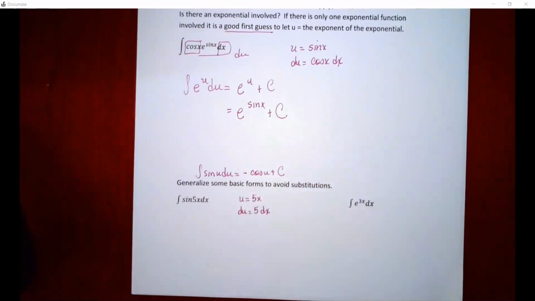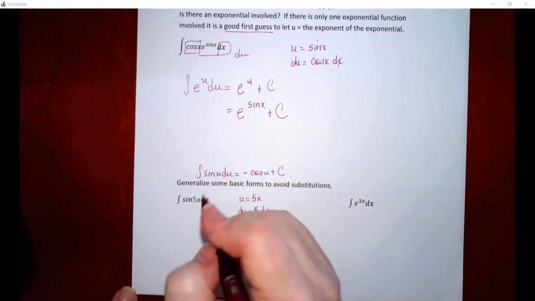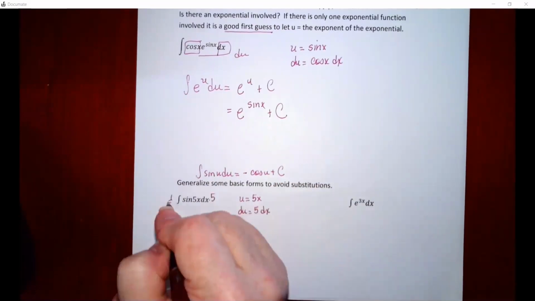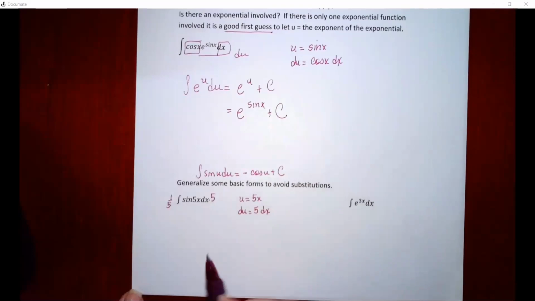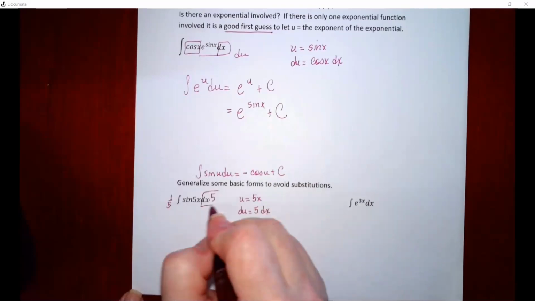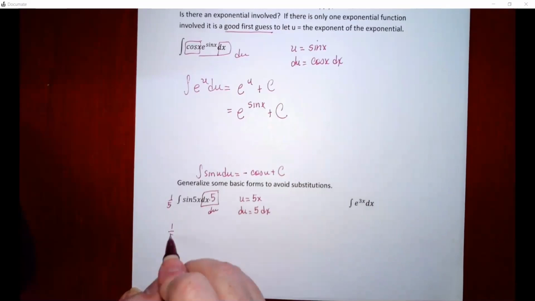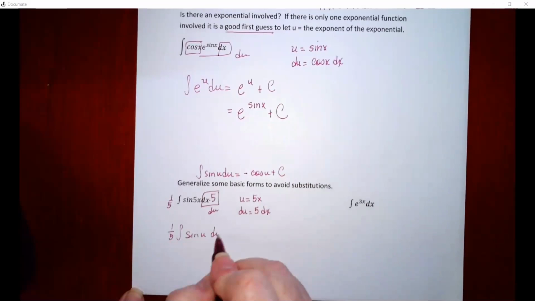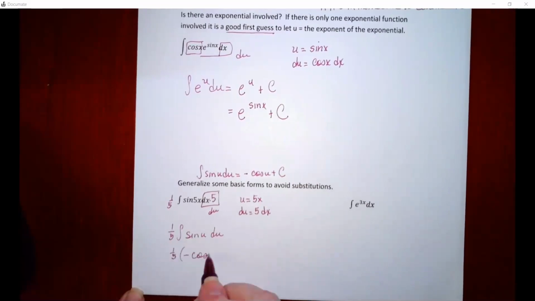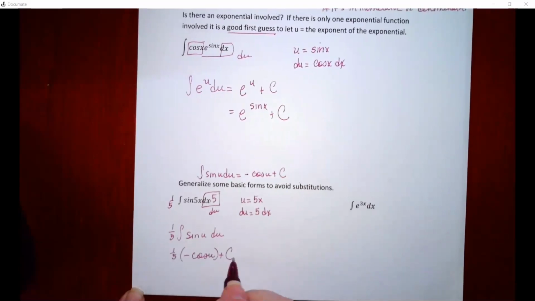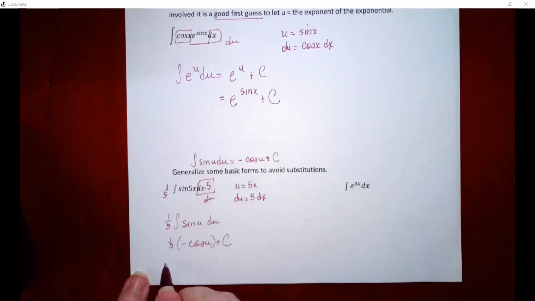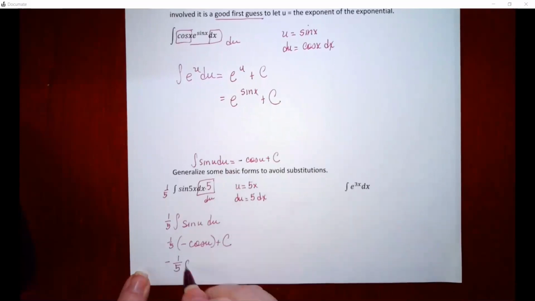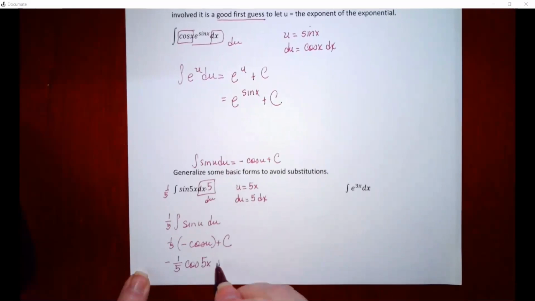Now, I would probably multiply by 5 and reverse with a 1/5 out front. So in essence, I've multiplied by 1, and this part would be my du. So I would have 1/5 the integral of sine u du, or 1/5 times negative cosine u plus c. Or let's just simplify it a little bit. That would be negative 1/5 cosine 5x plus c.